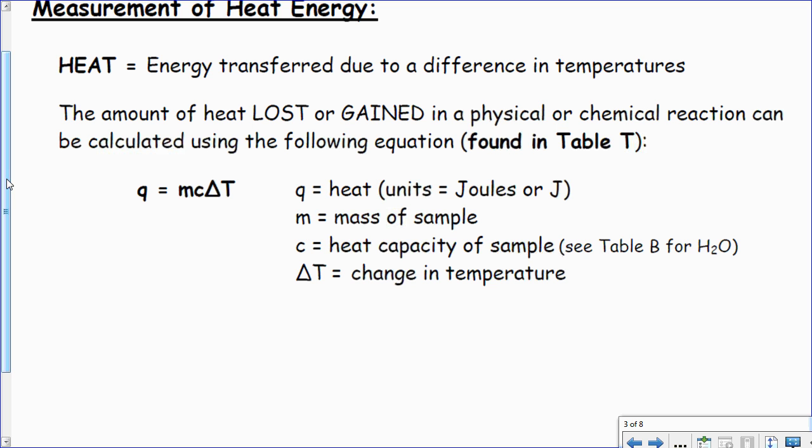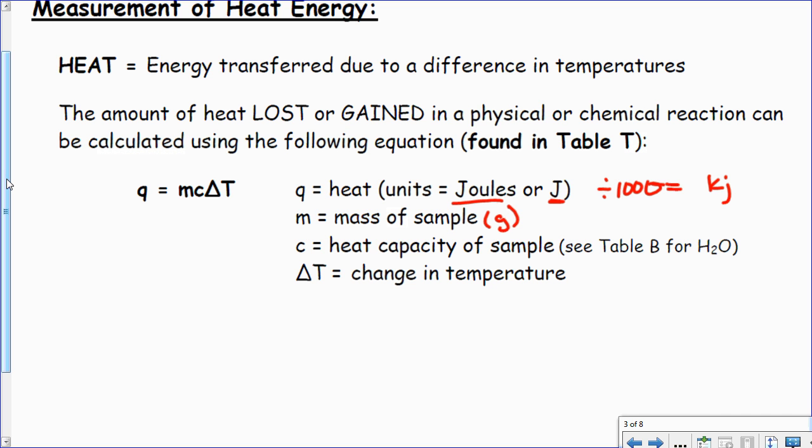So Q is a value that we ascribe to heat. It's in units of joules, or J's, okay? If you divide your joules by 1,000, you get kilojoules, okay? Sometimes you'll have to do that. M is the mass of the sample that we're talking about, and usually we're talking about grams. Got to use grams for your mass.